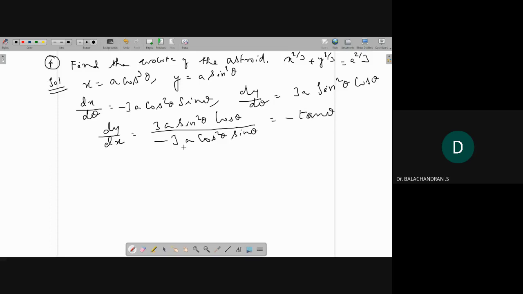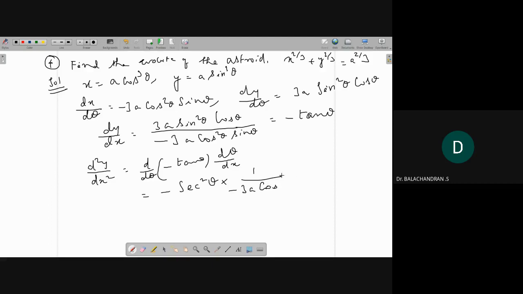The second derivative, d square y by dx square, is equal to d by d theta of dy by dx, minus tan theta, into d theta by dx. So this is equal to, if you differentiate tan theta, you'll get minus secant square theta. So you have minus secant square theta into the reciprocal of dx by d theta, which is 1 by minus 3a cos square theta into sin theta.